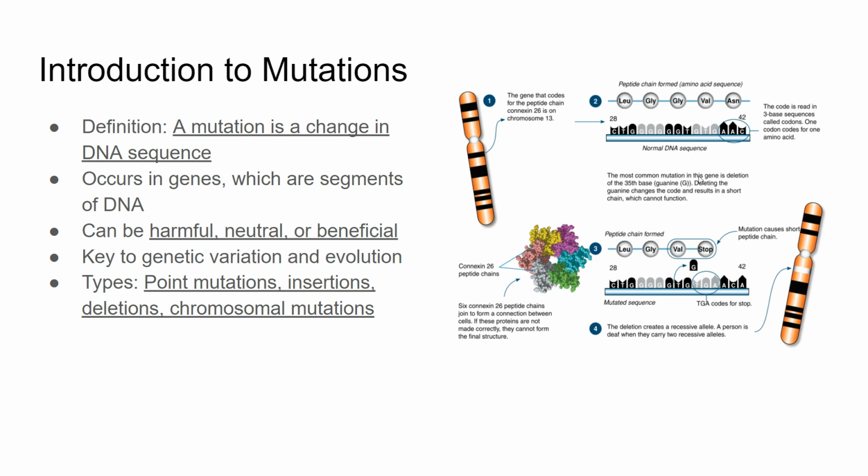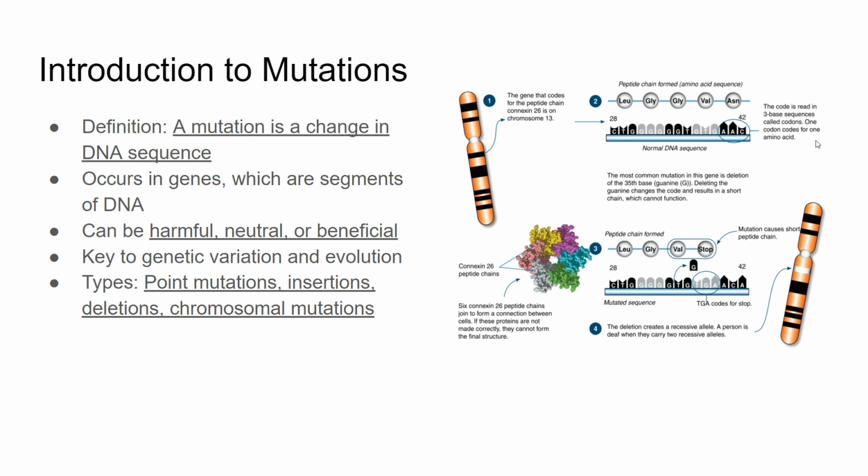chain. So this gene that codes for this specific peptide chain is on the chromosome 13, and normally between 1 to 2 steps is showing us a normal occurrence. So the normal DNA sequence is here. You have the normal amino acid sequence. So the code is read in 3 base sequences called codons, and then 1 codon codes for an amino acid.